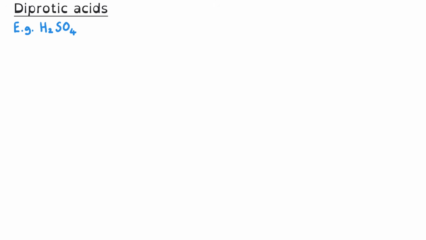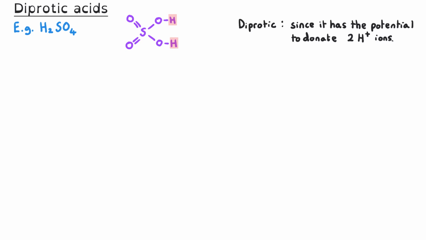Sometimes acids might contain more than one hydrogen ion that they can donate. A good example of this is sulfuric acid, and we say that this acid is diprotic to represent the fact that there are 2 protons that it can donate. And so you can see from the dissociation equation that for every 1 mole of sulfuric acid we have, we can get 2 moles of hydrogen ions from that.